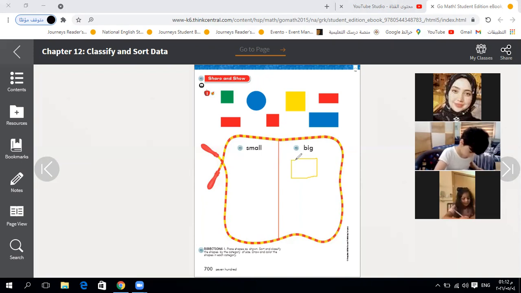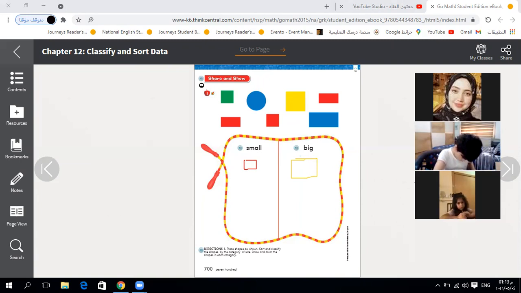I'm going to put it in the big category. What about the red one? The red square is what? Small. Bravo. So we have two squares. The red one is small. Okay, this is a small square. And the yellow one is a big square.